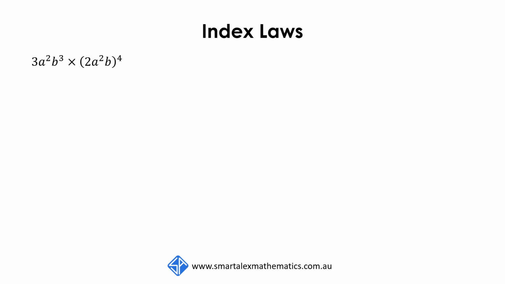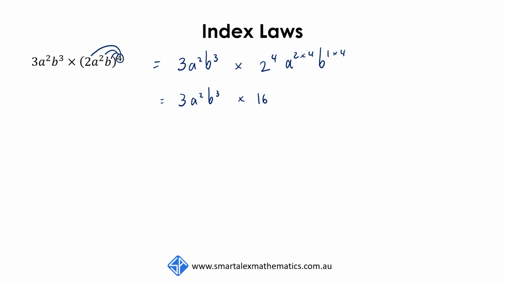Let's now look at some harder examples. We've got 3a squared b cubed times, in bracket, 2a squared b to the power of 4. First, we're going to simplify what's inside the bracket. The power of 4 will get multiplied to every single term inside the bracket. This will become 3a squared b cubed times 2 to the 4, a to the power of 2 times 4, and b to the power of 1 times 4. This is equal to 3a squared b cubed times 16, a to the 8, b to the 4.